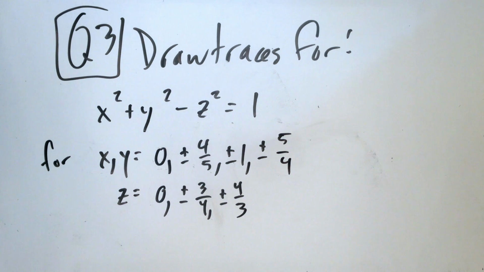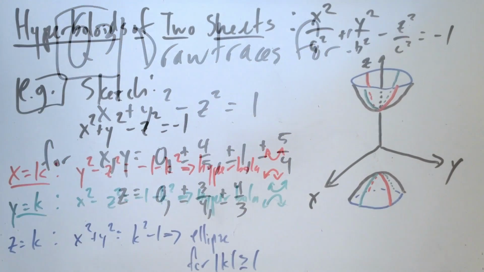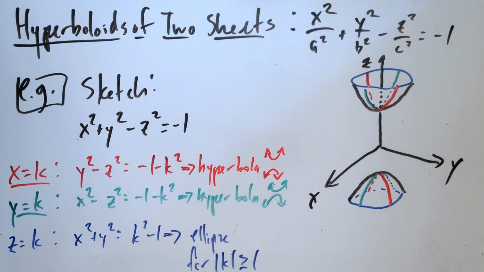Again, just for good practice, let's draw the traces for this one-sheeted hyperboloid, x squared plus y squared minus z squared equal to 1. And I've given you some suggestions for the traces you could use. For x and y, let them be 0, plus or minus 4/5, plus or minus 1, plus or minus 5/4, because those make the math work out nicely, just believe me. And for z, let them be 0, plus or minus 3/4, and plus or minus 4/3, and just see what the traces look like.